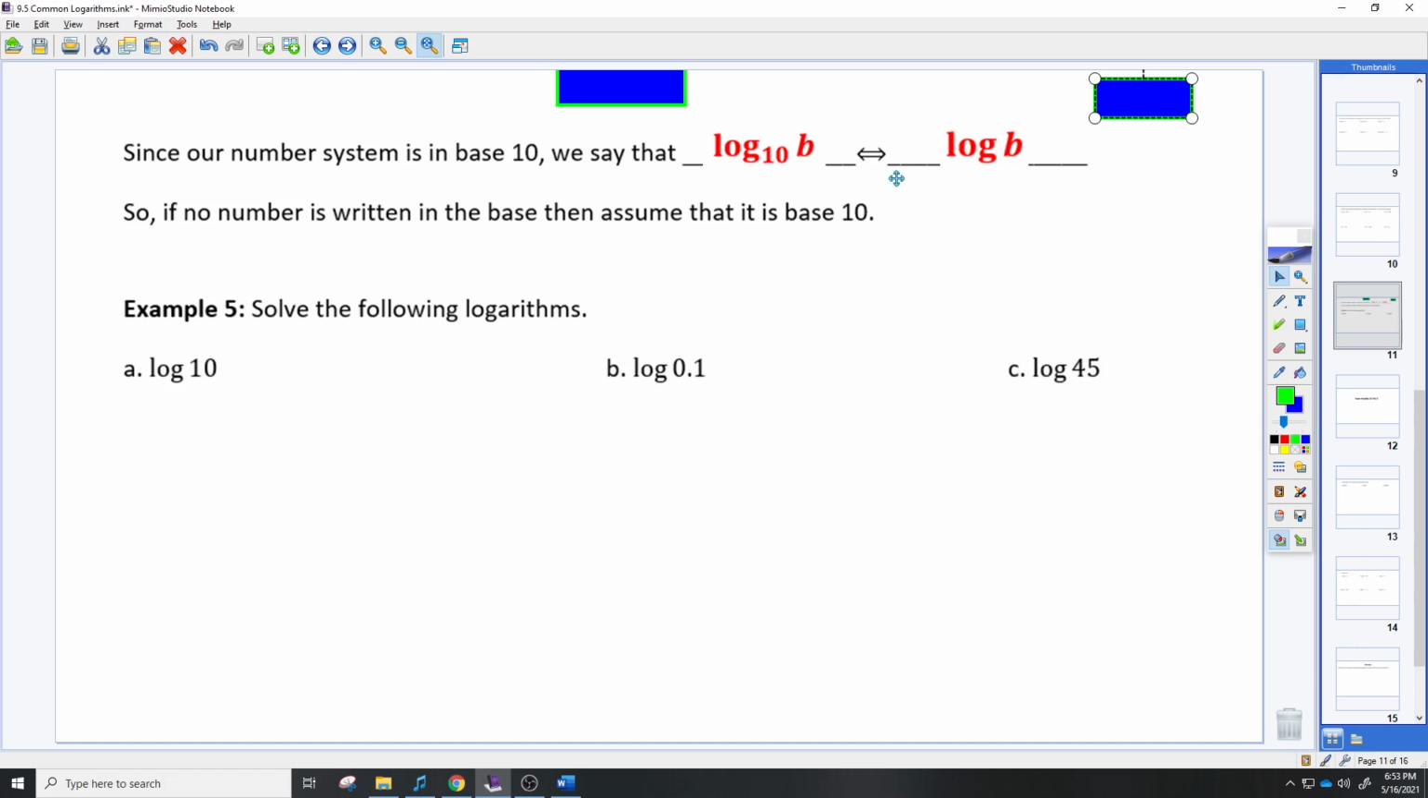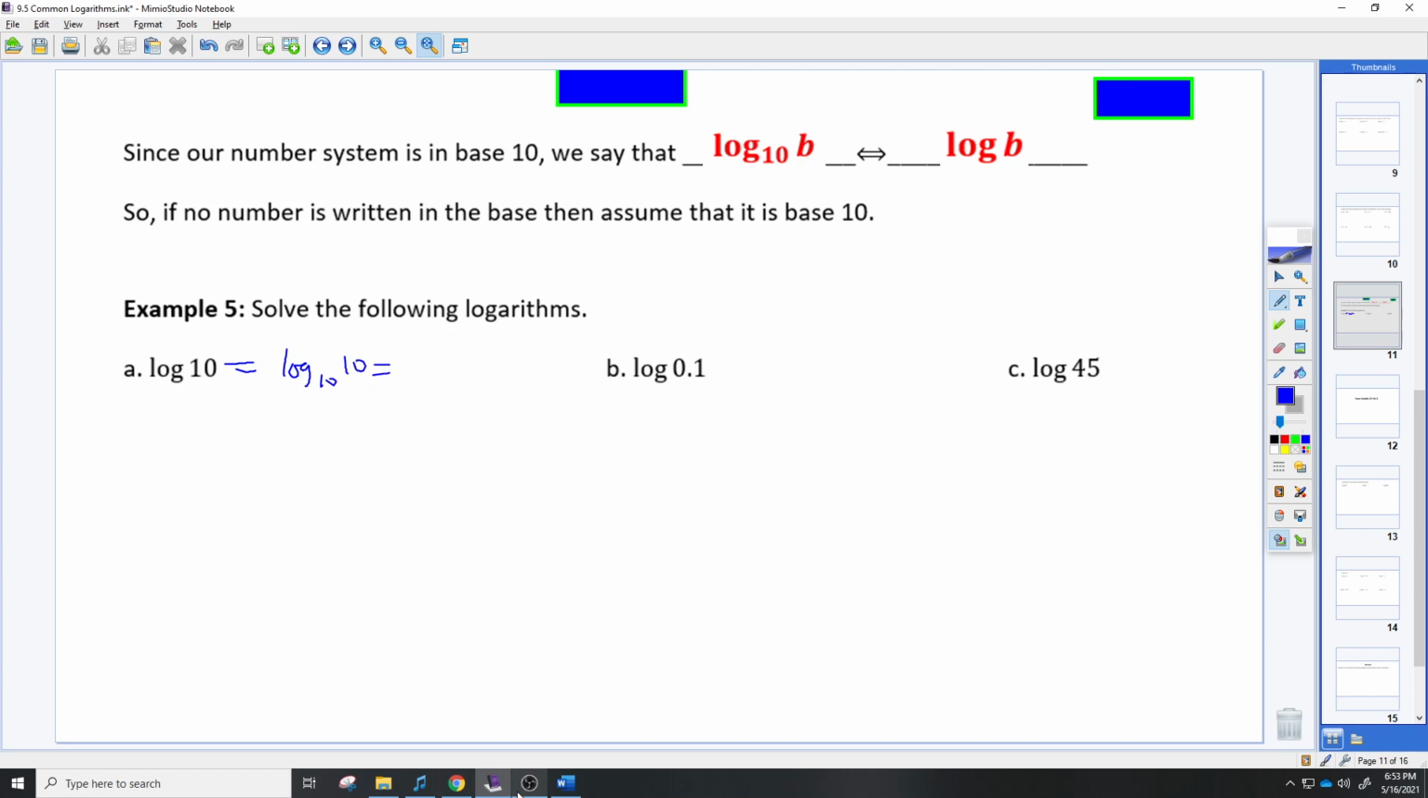If you see a base 10, you don't have to write any base at all. It's known to be 10. So if no number is written in the base, then assume that's base 10. So for example, solve the following logarithms. Log of 10 is the same thing as saying log base 10 of 10.